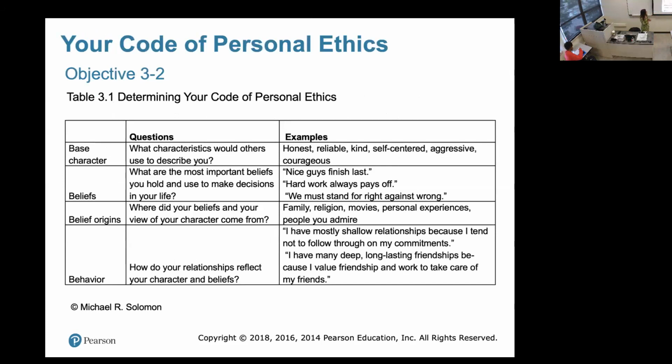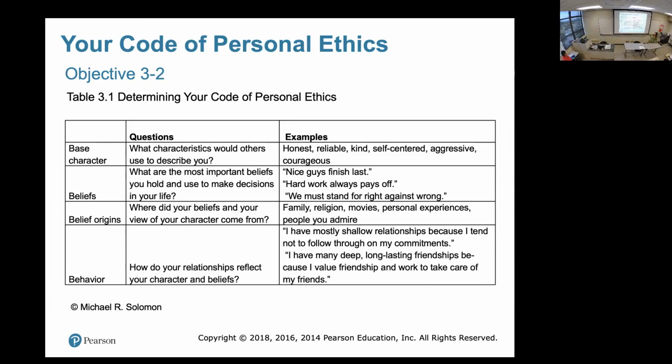So when you look at your personal code of ethics, one of the questions you should ask yourself is about your base character. What characteristics would others use to describe you? Here are some examples: honest, reliable, kind, or self-centered, aggressive, courageous. How would other people describe you? Think of one term in your mind right now, how other people would describe you, in terms of ethics, right?